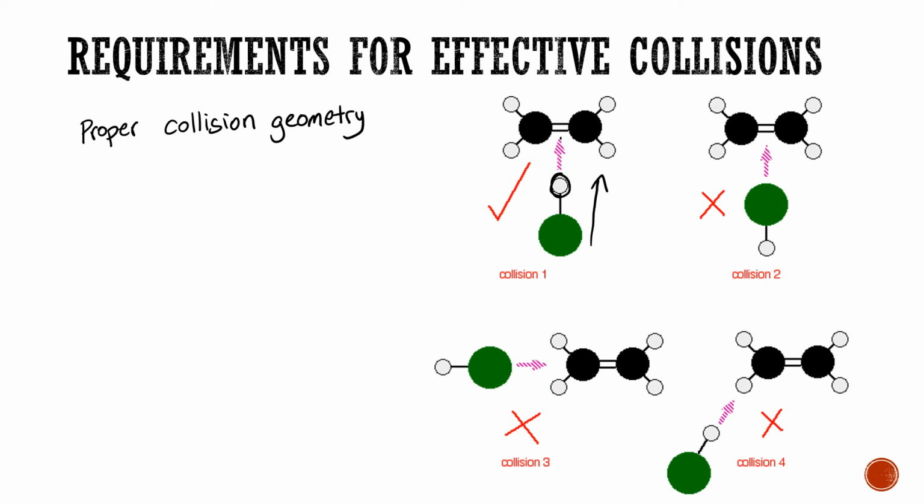And as long as the hydrogen side is facing in, it's going to break that bond and we're going to have an effective collision. If, on the other hand, the chlorine side in collision 2 is facing that double bond, it doesn't matter how hard it hits, it's not going to have an effective collision because we've got the wrong side of the molecule facing in. Same with collision 3 and 4. If they're approaching from the sides, they're not approaching that double bond with the hydrogen atom of the molecule perfectly aligned, so they're not going to effectively collide. So that's the second requirement for effective collisions.